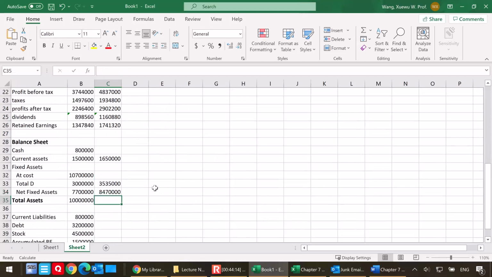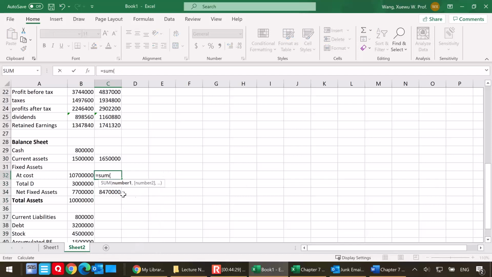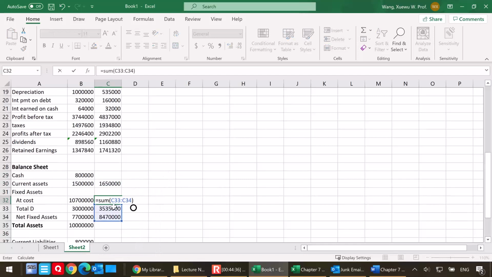I don't know the fixed assets at cost, but I do know the two components, the total depreciation and the net fixed assets based on the assumption. So now I'm going to add up these two things, and you watch me closely, and I'm going to show you what happens if I press enter. This is the right formula. I'm just adding up the total depreciation and net fixed assets to get my fixed assets at cost.